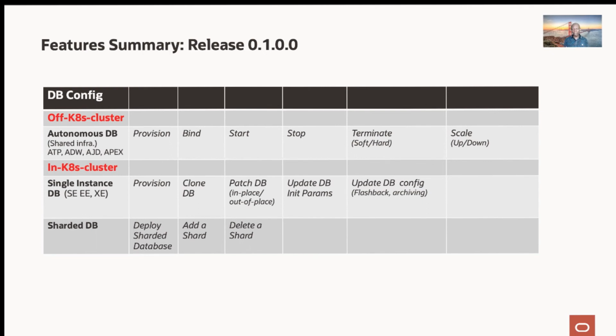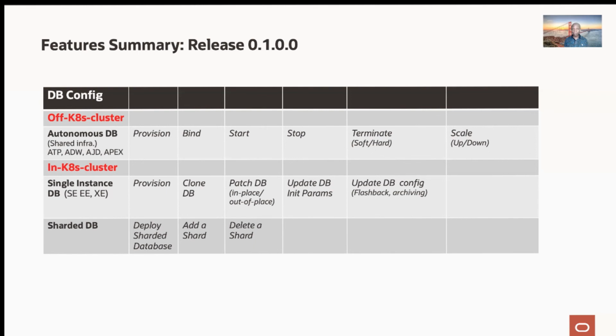So we can manage the life cycles of all workloads: autonomous transaction processing, autonomous data warehousing, autonomous JSON data, and Application Express database service. And you can see all the operations: bind, provision, start, stop, terminate, scale up, down, etc.